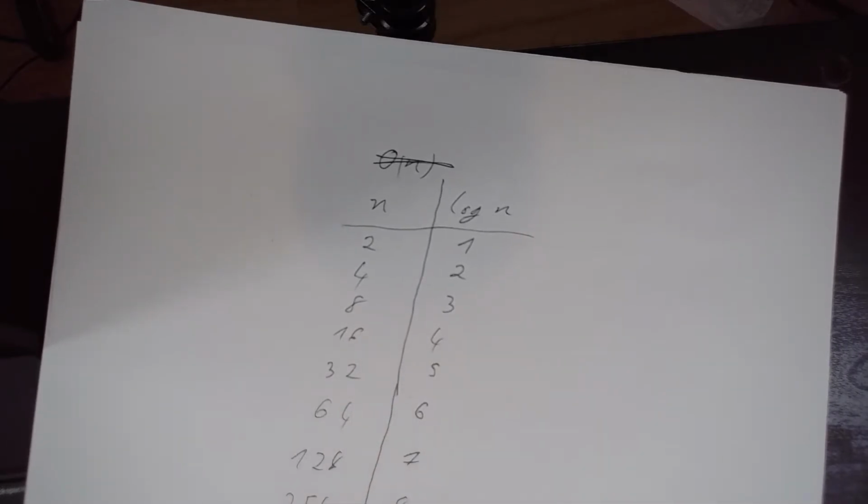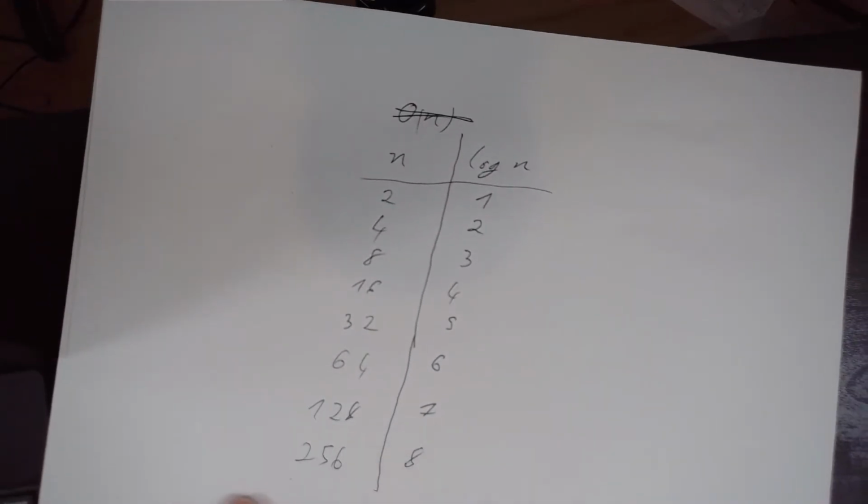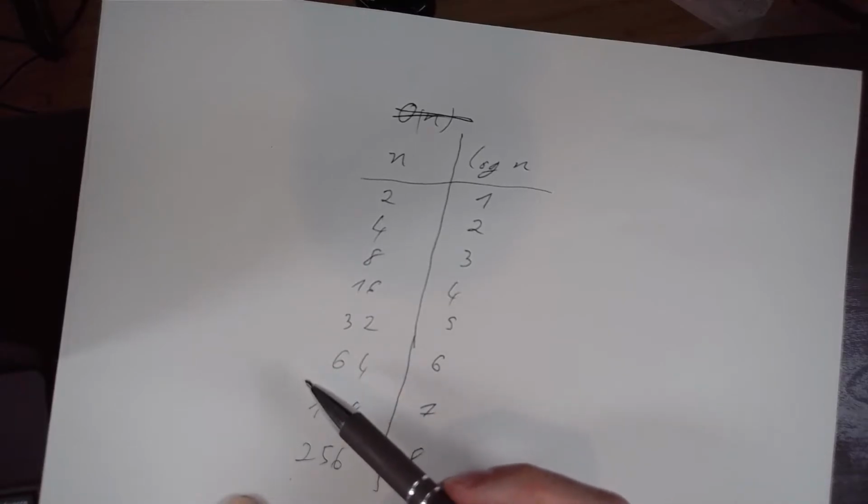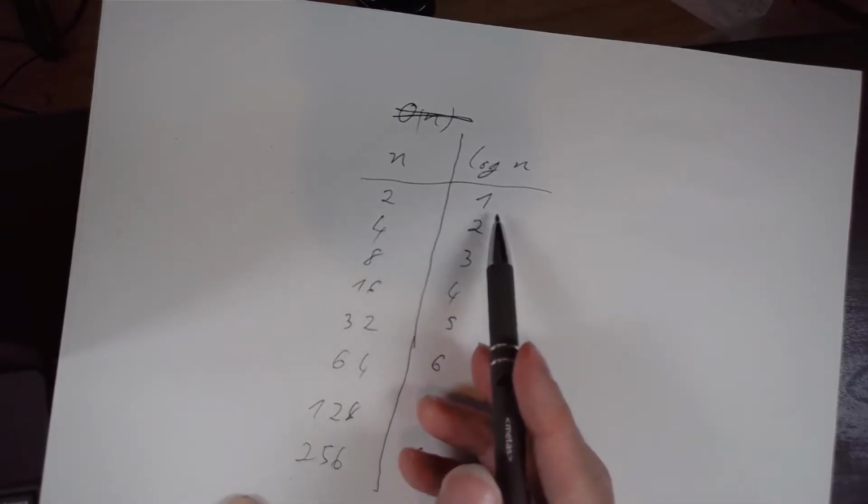So even in an array of just 256 elements, we would only have to do 8 comparisons. In an array of 512, we would have to do 9 comparisons. In an array of 1024, we'd have to do 10 comparisons. So within just 10 questions, we can find any number in a sorted array of 1024 elements. So that is significantly better than the linear search.